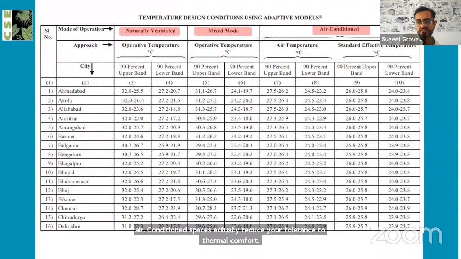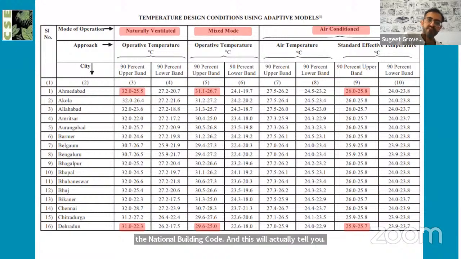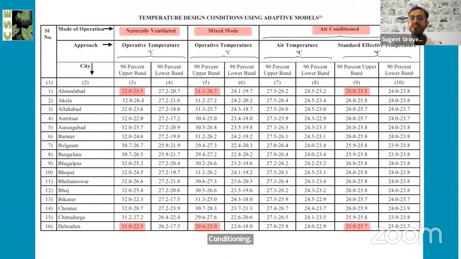This is from the National Building Code, and this will actually tell you that if you're in an area, let's say in Ahmedabad, your thermal comfort can be as high as 32 degrees centigrade. But if you're always in an air conditioned space, then your tolerance reduces and you will feel uncomfortable even beyond 26 degrees centigrade. And this should really tell us how harmful a continuous air conditioned environment is, because it fundamentally reduces your tolerance to warmer climates.